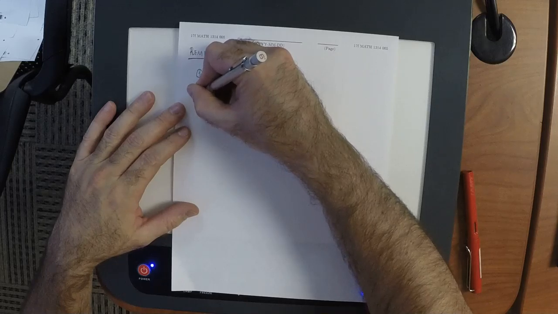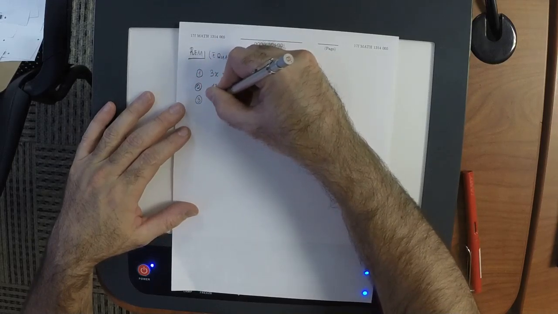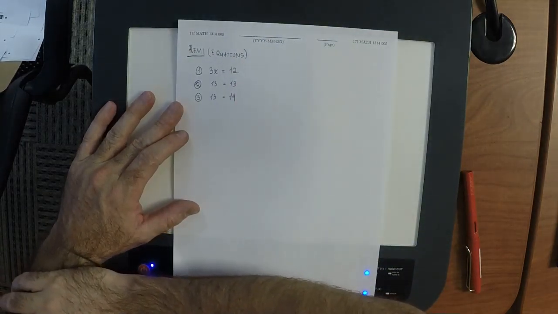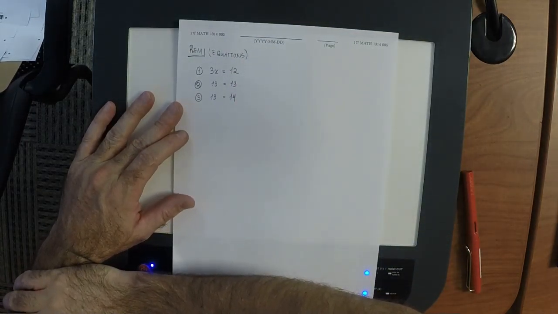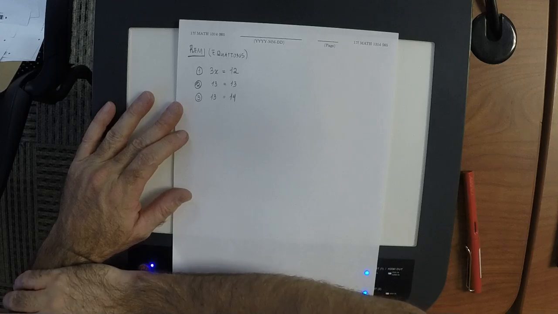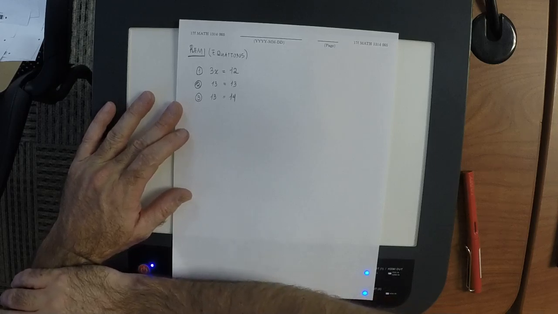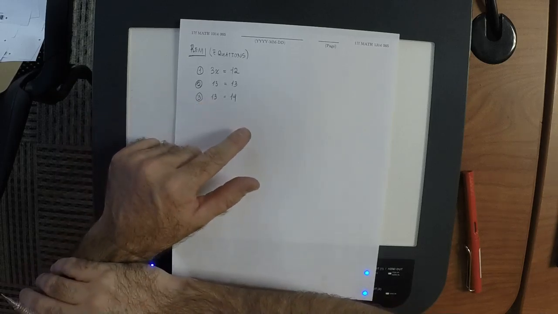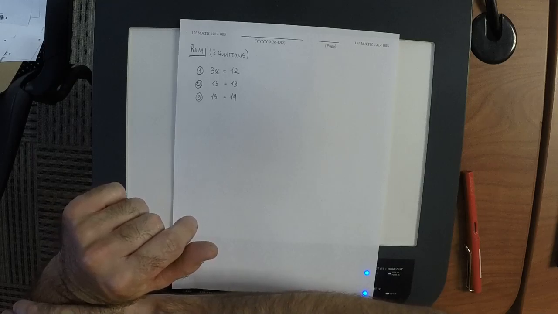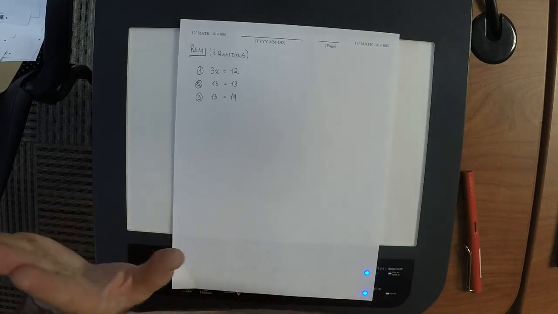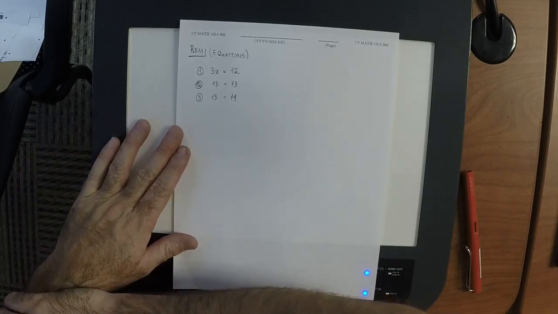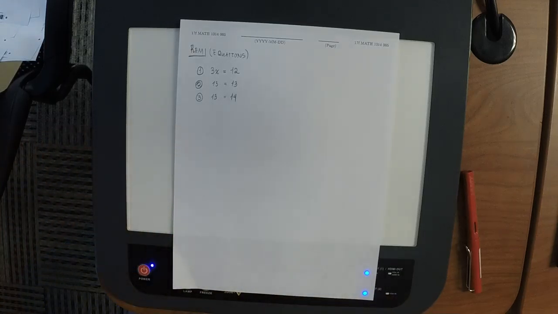And here's where the fun begins. How about 13 equal 14? Is that an equation? It is an equation. It's an equation because it has a left-hand side and a right-hand side and an equal in the middle. So some of you are saying, okay, that's it. We've gone off the rails.